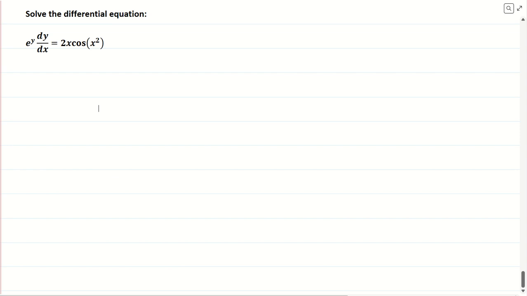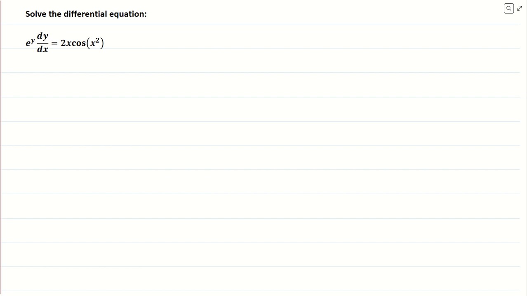Hi, in this video we're going to be solving the following separable equation, or differential equation rather. Separable equation simply means you have to group the like terms. So here, as you can see, we have variables of x on the right hand side and variables of y on the left hand side.